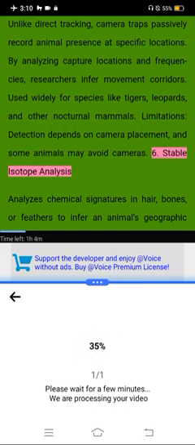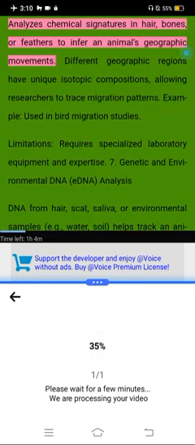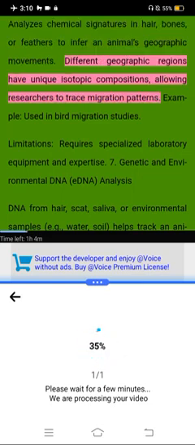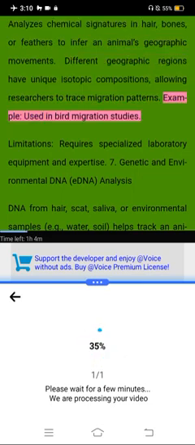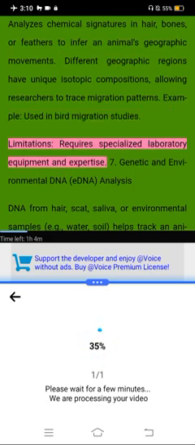6. Stable isotope analysis. Analyzes chemical signatures in hair, bones, or feathers to infer an animal's geographic movements. Different geographic regions have unique isotopic compositions, allowing researchers to trace migration patterns. Example: used in bird migration studies. Limitations: requires specialized laboratory equipment and expertise.